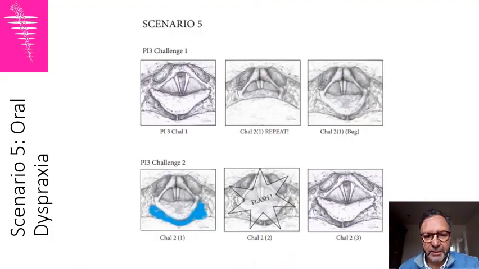Let's go now to scenario 5, which in fact stands for oral dyspraxia. So you're at point of interest number 3, challenge 1. Everything looks okay, and then you give the order to swallow, going from challenge 1 to challenge 2. And the problem is that, having given your order, the patient will have several retropulsion motions of the base of the tongue that are not effective, that are not producing a true pharyngeal swallow.